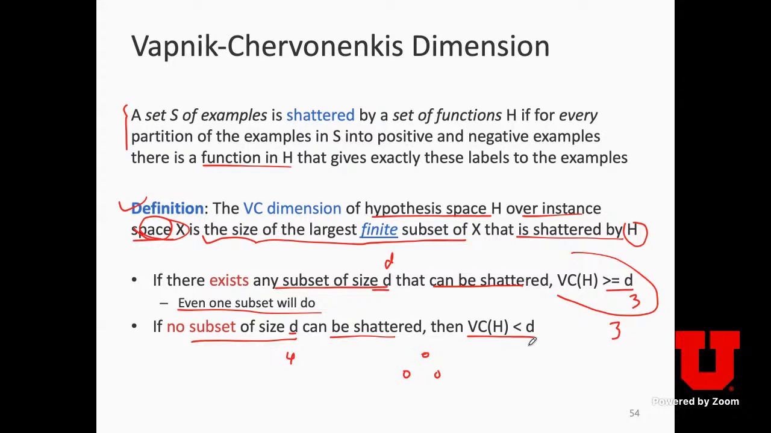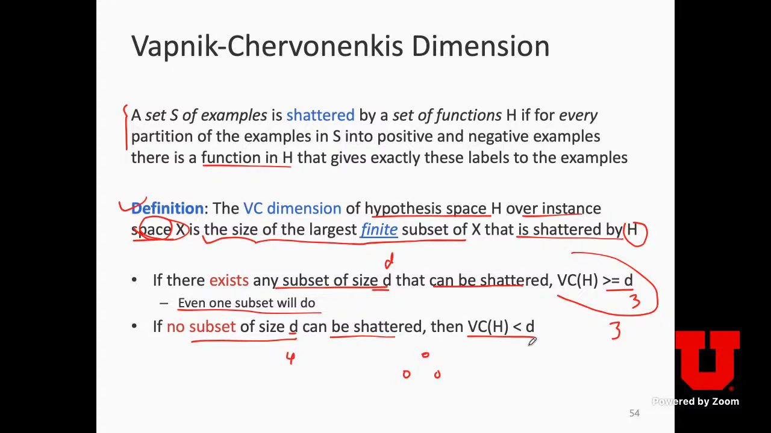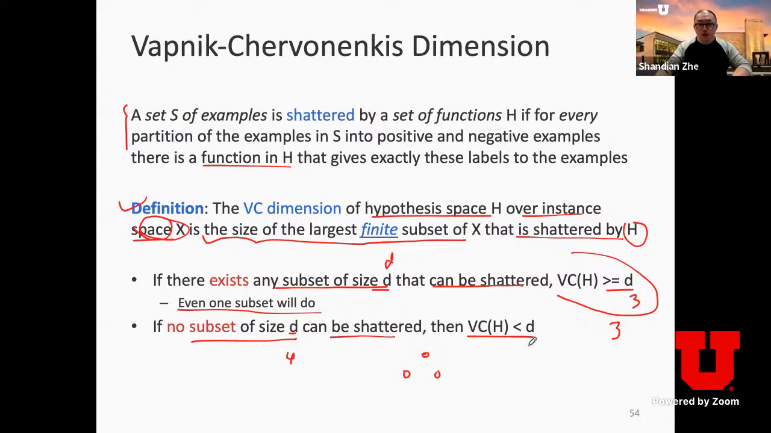So proving the first point is easier because we need to just find a set which can be shattered. But how will we go about proving the second point? Because there can be an infinite number of subsets that cannot be shattered. Yeah, that's a very good question. So to show this is non-trivial.